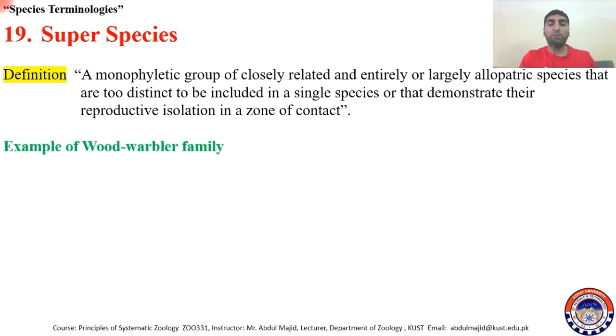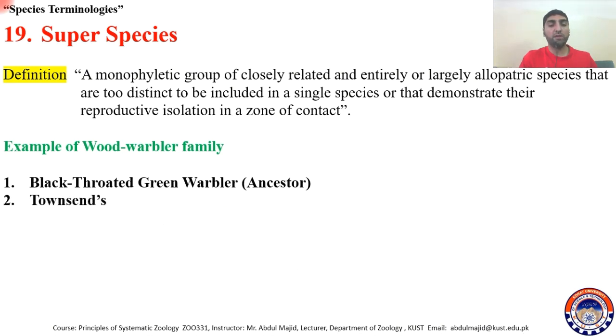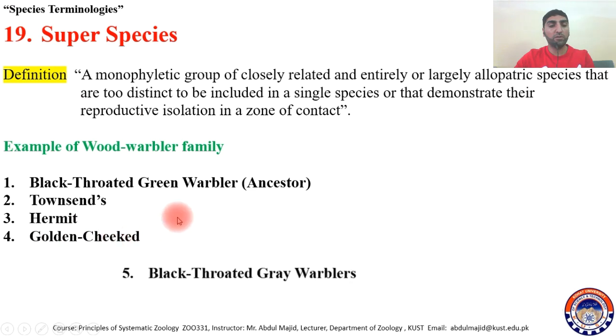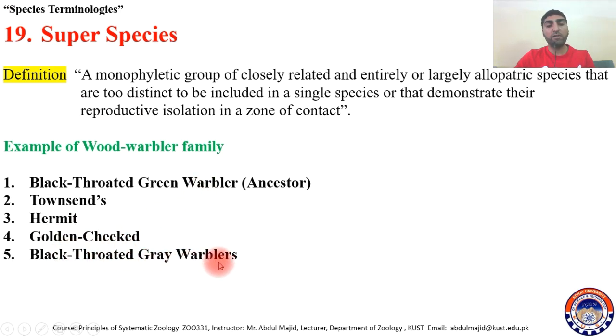An example is the wood warbler family. For example, there is the black-throated green warbler. This is the ancestor, and then the other populations are Townsend's, hermit, and the golden-cheeked warbler, and the black-throated gray warbler. So this is the ancestor, and all of them are descended from common parents. They are a monophyletic group.